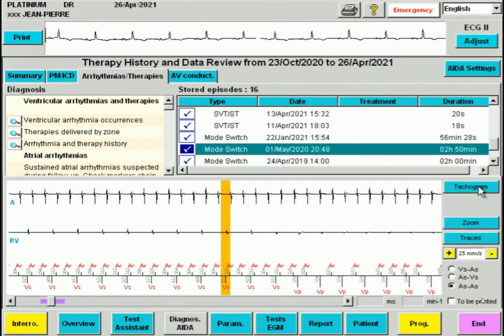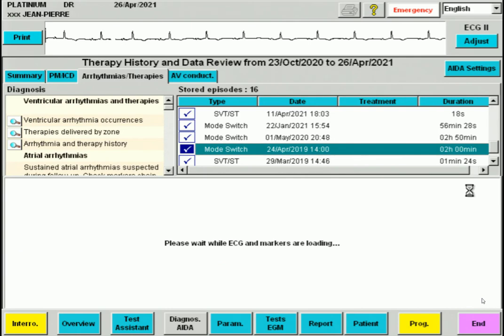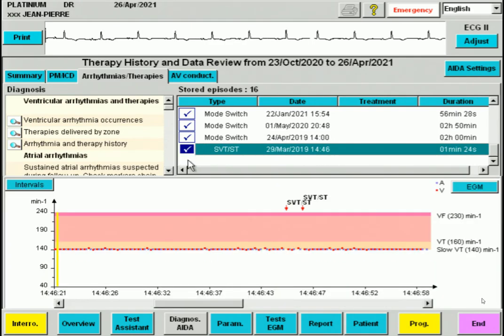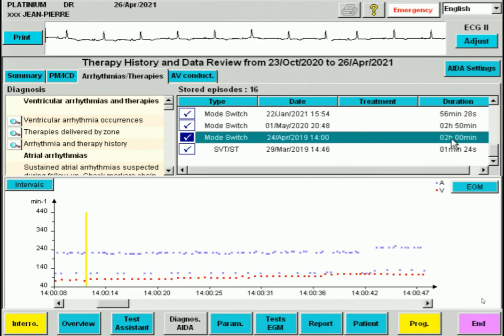The same for the next Modeswitch, an atrial tachycardia with a cycle length of 300 milliseconds, 200 beats per minute. The same in 2019, and the final episode of the list, which is another SVT-ST episode during exercise. So there have been no ventricular arrhythmias, only a few atrial arrhythmias in an anticoagulated patient. Anticoagulated due to the fact that he has a high risk profile and the episodes have a duration of at least 1 hour.